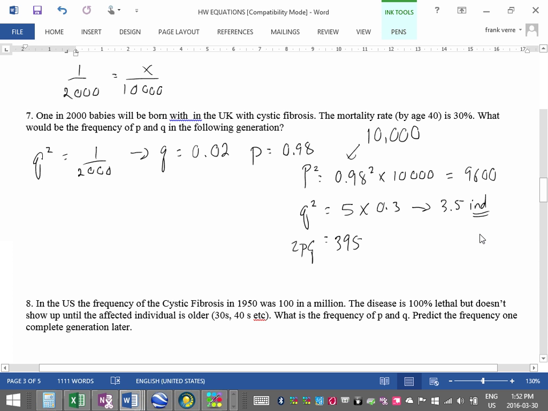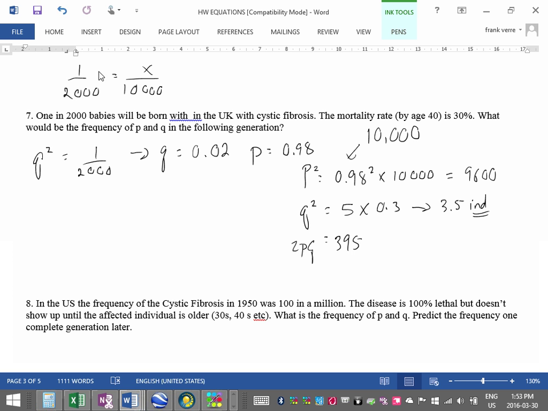Because 30% are going to die. So of the 5 babies, there's a 30% chance each baby will not make it. 30% of 5 is 1.5. You expect 3.5 to make it. Now you wonder, how can half a baby make it? This is statistics. It's not really half a baby, okay? But now we can go back and do the exact same thing that we did before.